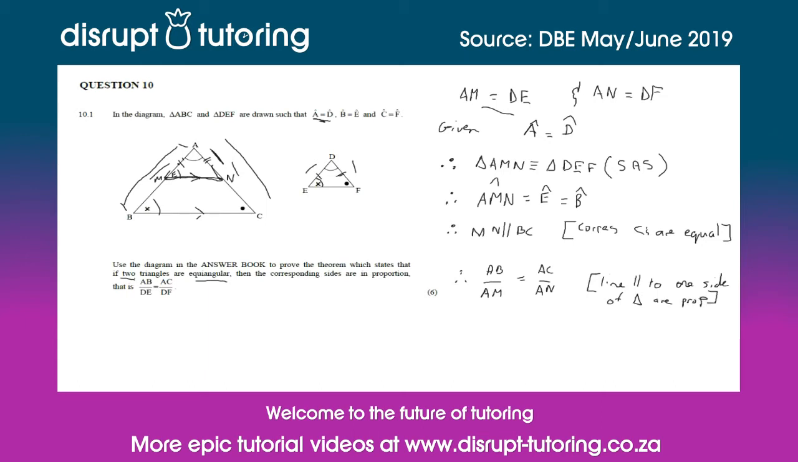Cool. And remember at the beginning we said that AM equals DE and AN equals DF. So we can substitute that in, so AB over DE equals AC over DF, which is what they wanted us to prove.